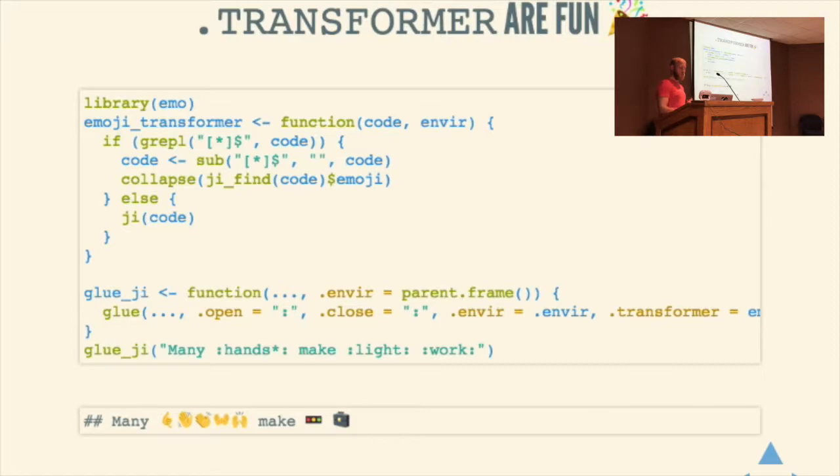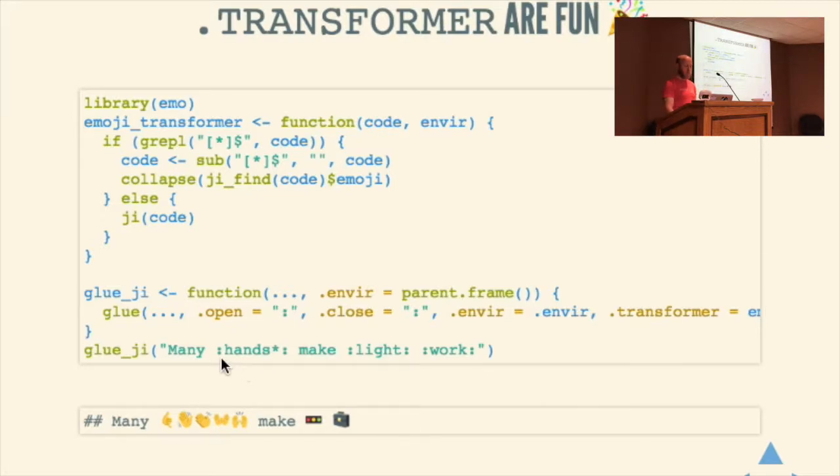Another example of using transformers: here we're using the emo package to insert emojis into a string. This is a fairly common way of defining an emoji, I think GitHub for instance has this, or maybe Twitter as well, where you use colons to delimit the emoji name and the emoji will be inserted. The other extension here is that I'm using a star to concatenate multiple emojis together.